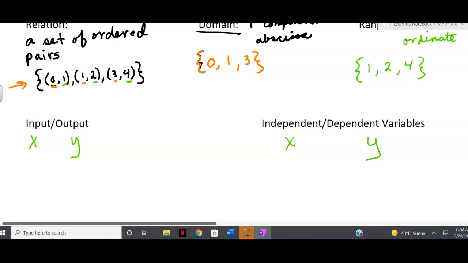Usually I just talk about input and output, but okay, so that's just a little start of some words that we use with a relation. We haven't talked about functions yet, but it's coming.